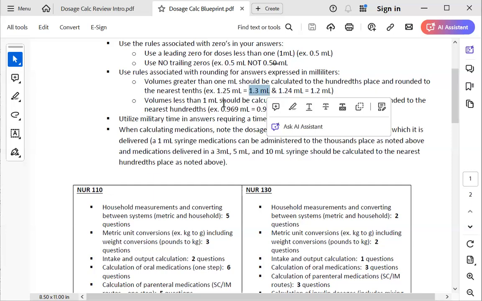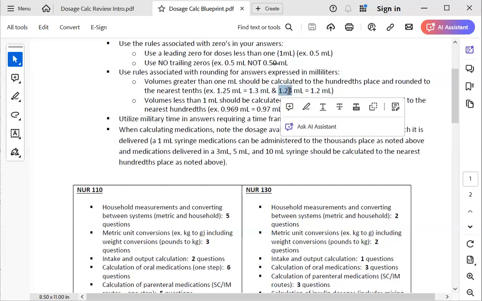Now, the reason for this is because a lot of times your syringes that are greater than 1 milliliter only go to the tenth. Okay. When you get smaller syringes, they actually can go way down. They can go to the hundredths to the thousandths place, but you don't need to necessarily worry about that from the standpoint of this test. But you will see examples of different syringe types as we go along.